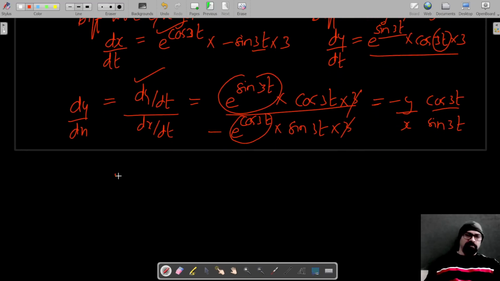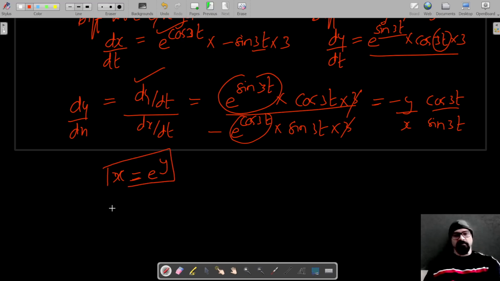Okay, now we know that if x is equal to e raised power y, then how do we write that in terms of log?